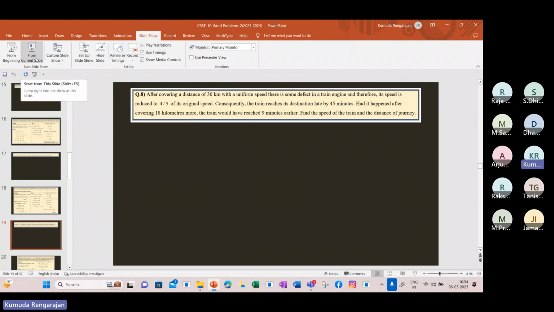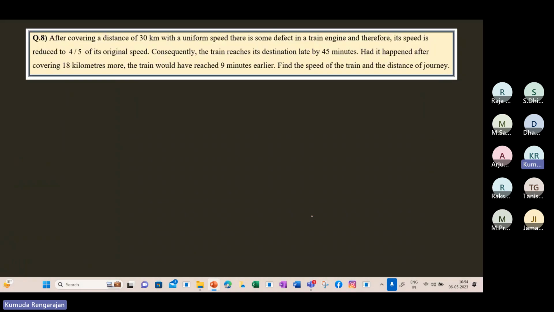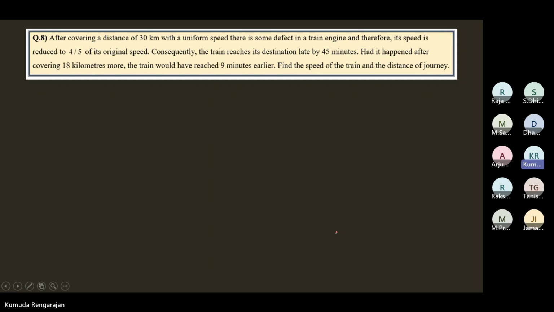So we did a little part of word problems. We're almost towards the end of this chapter, linear equations in two variables. At this point, we know how to solve a pair of linear equations in two variables and find the values of x and y.